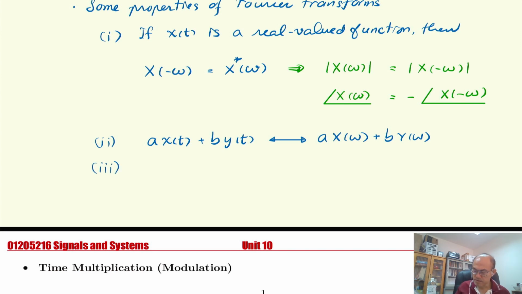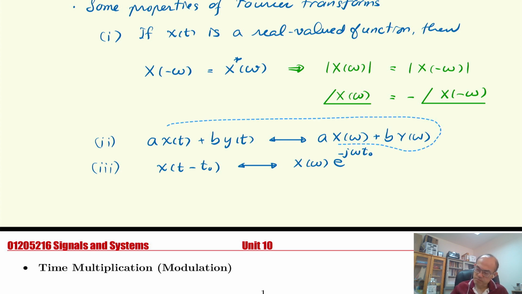A time shift signal x of t minus t0, we're shifting signal x by time t0. And if you take the Fourier transform of it, the result will be the Fourier transform of x times e to the minus j omega t0. So that's a time shift property.